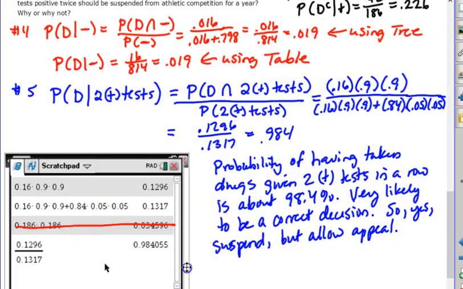Sorry, I'm trying to turn this thing off and I'm having trouble getting my little symbol.